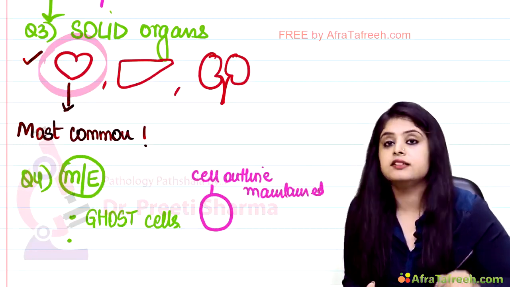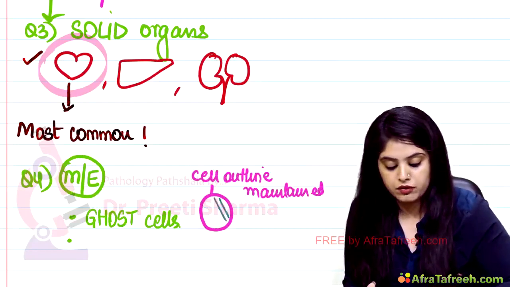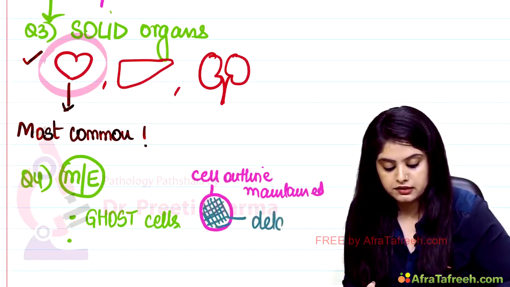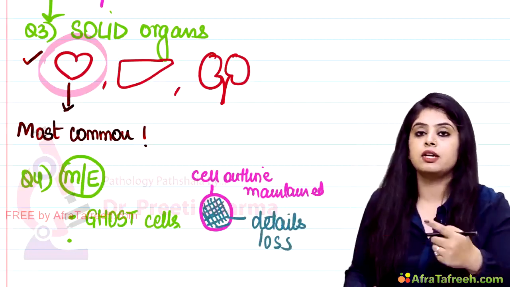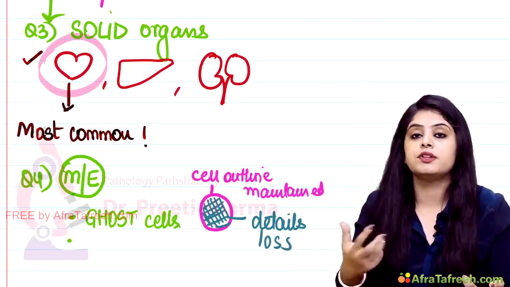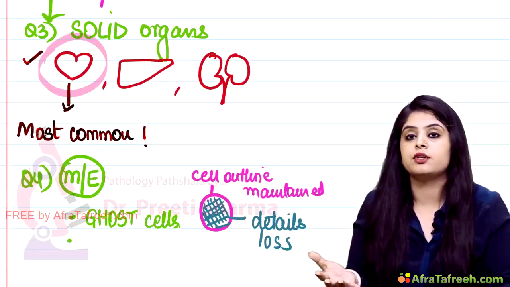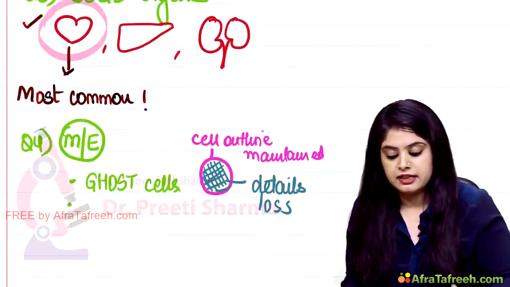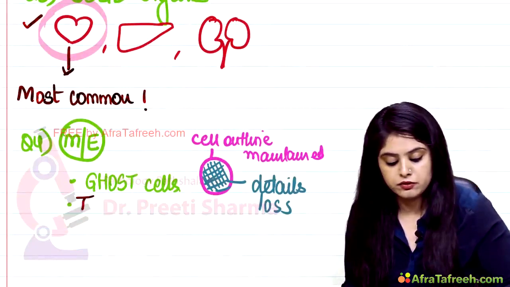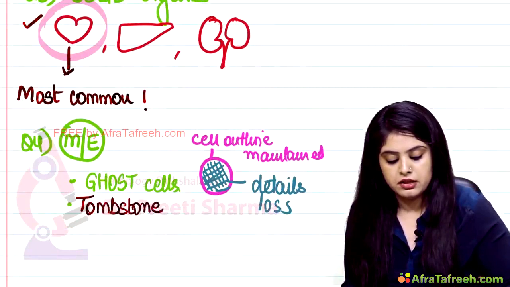But whatever is inside the cell, whatever is over here, is going to be lost. The details are going to be lost. So you just see something in the outline and you see nothing inside, and that appears like a ghost, and that is why it is referred to as a ghost cell. There is also another term used for it, that is the tombstone appearance. It also gives a tombstone appearance.